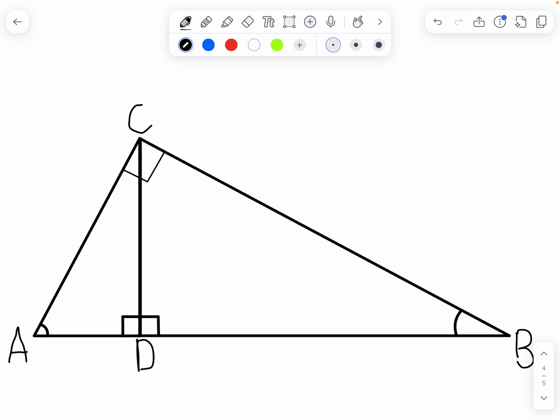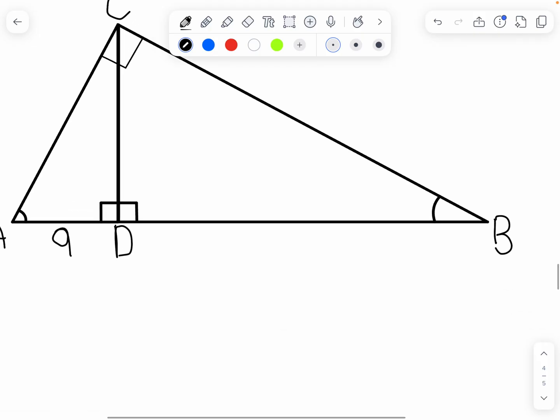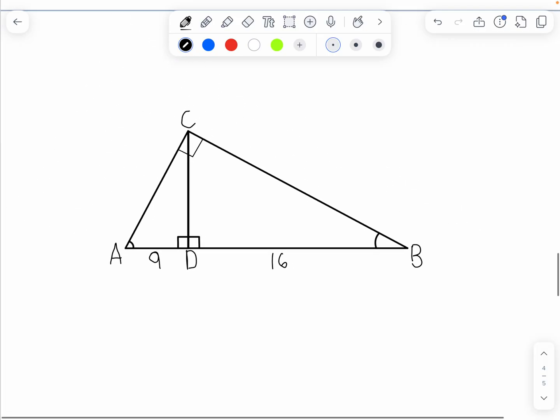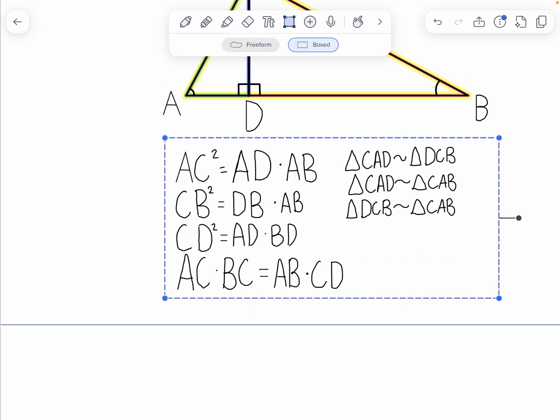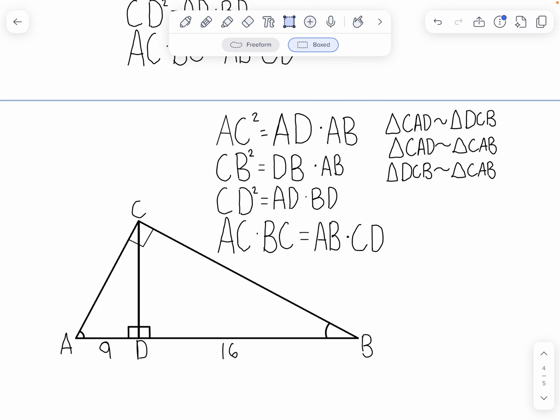Okay, so for our first question, we have to find the altitude. If AD is equal to 9 and DB is equal to 16, now we have to find the length of CD. So I'm going to be dragging these theorems. So pause the video and think about what the answer is.